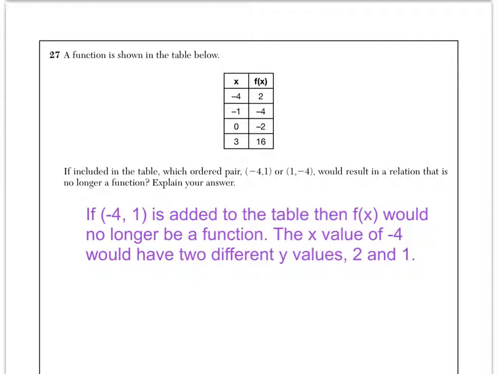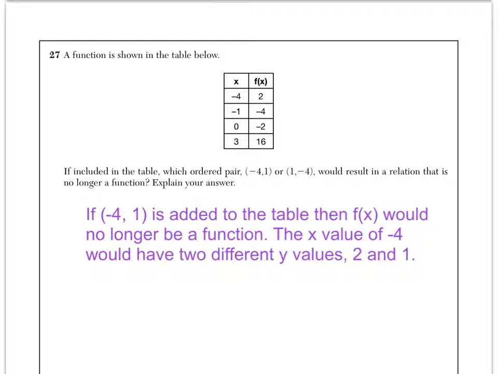Number 27 is testing the definition of a function. So we need to figure out which of the 2 points, when added to this table, would create something that's not a function. So we are looking for the x values to repeat, which would make it not a function because every x has to have only one y. So -4 can only go to 2. So if we add -4, 1 to the table, -4 would go to 2 and -4 would also map to 1.